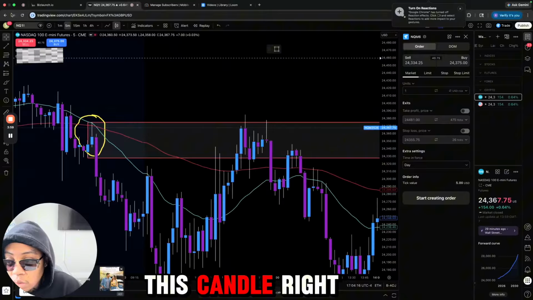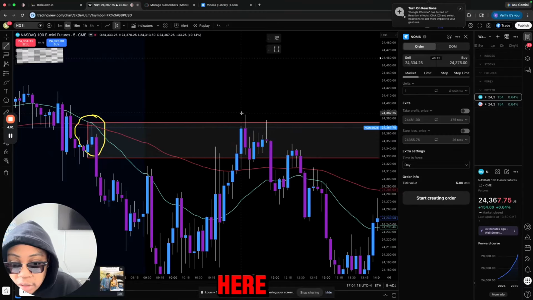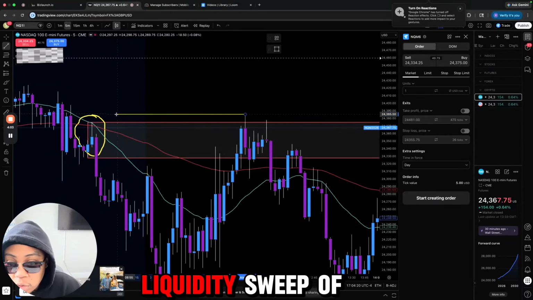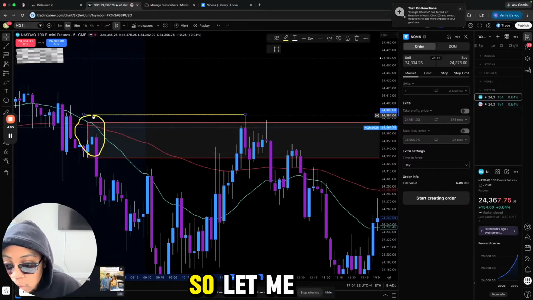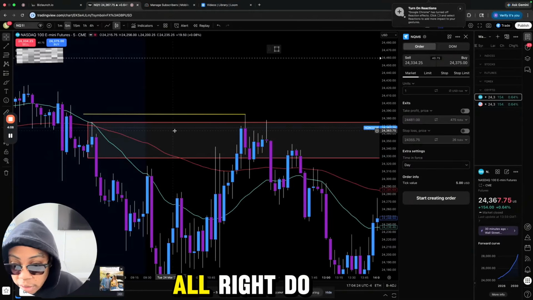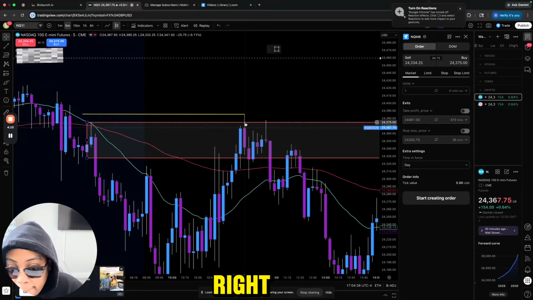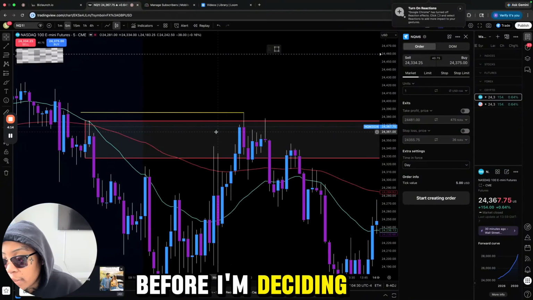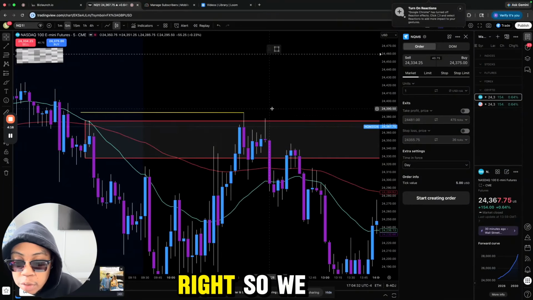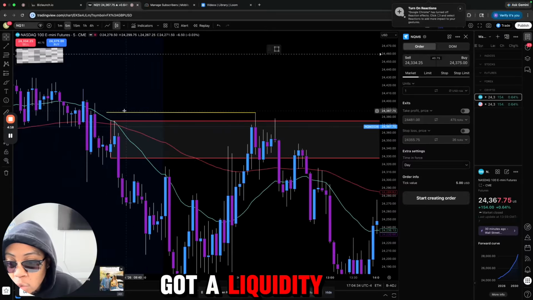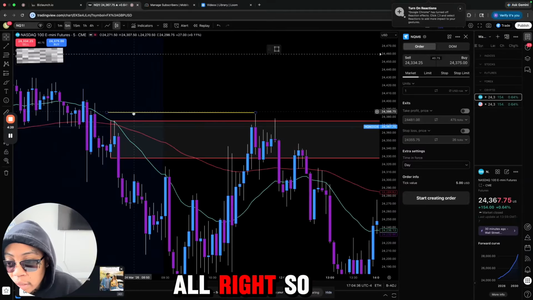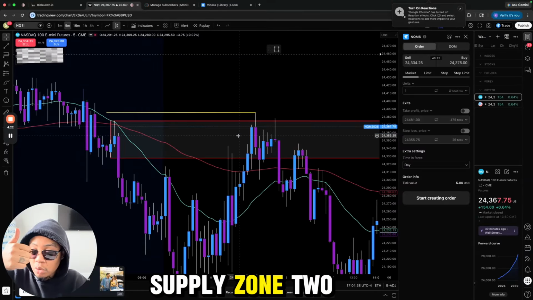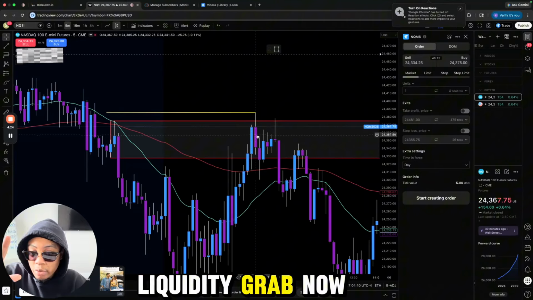This candle right here literally was the liquidity sweep of this supply zone. So let me delete the circle. All right. Do y'all see that? I'm always looking for liquidity grabs on my setups before I'm deciding to enter a trade, right? So we got a liquidity grab. So one, I got my supply zone, two, I got a liquidity grab.